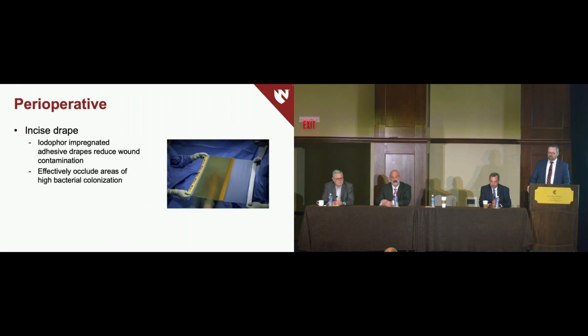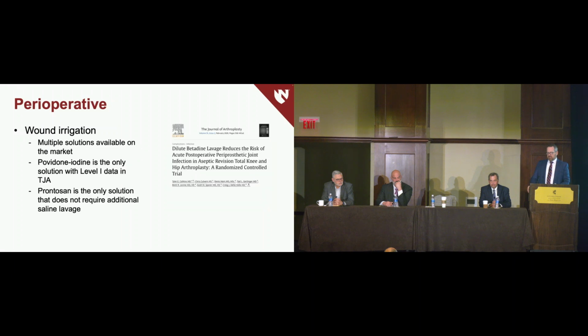I also believe strongly in the use of incise drapes. There's some data supporting this. The use of an iodophor impregnated drape actually has been shown to decrease lateral bacterial translocation in these wounds. And what I like about it, especially in the hip, is it gives us the ability to effectively occlude areas of high bacterial colonization. So we can block out the perineum and the rectum area with these drapes. So I use those routinely.